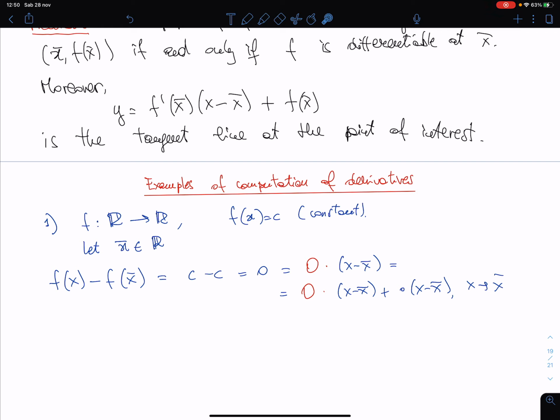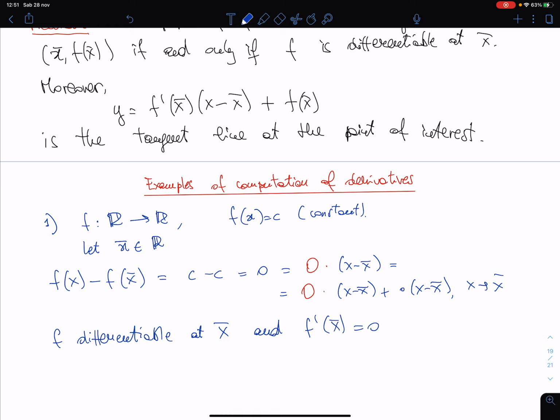So the conclusion is that since we get this expression, we conclude, applying the definition of differentiability and of derivative, that f is differentiable at x bar, whatever is our choice of x bar, and f prime of x bar is equal to 0.